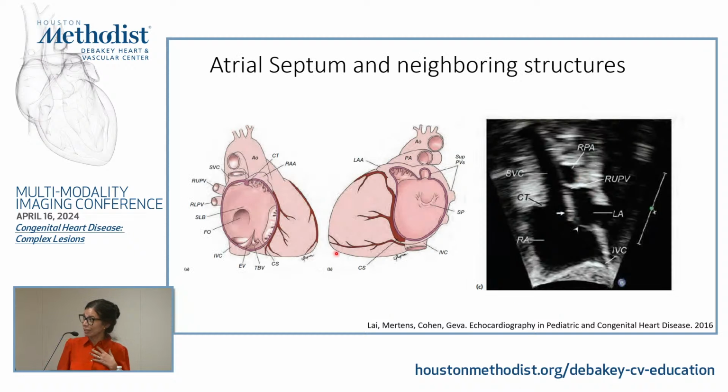Okay, so let's review. Whenever we image the atria, we need to be aware of all the anatomic findings. So you can see this is the right atrium, right? What is this right here? The fossa ovalis. And what is this here? So this is called the superior limbic band. This is the septum secundum, right?